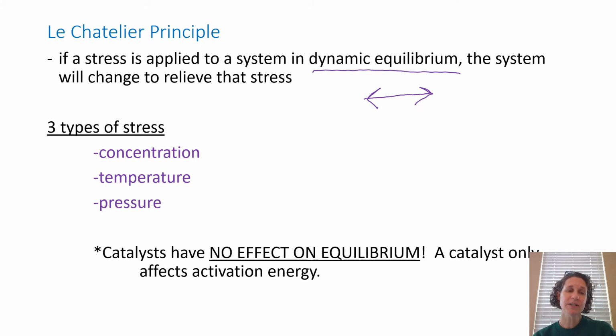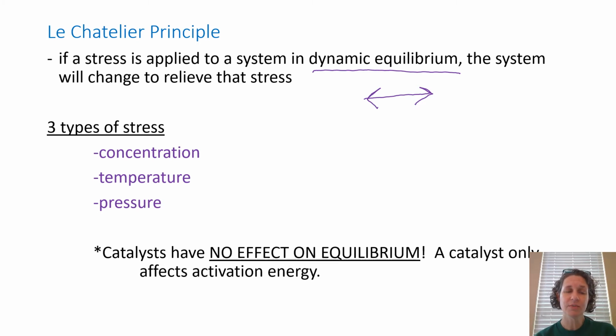And there are three ways that you can change the system, or three ways that you can stress the system. One is by changing the concentration of either the reactants or the products. Another is changing the temperature, either cooling it down or heating it up even more. And then the third is the pressure, adding or taking away pressure. So we've already talked about these things in terms of how they affect the number of collisions, how they affect just the rate of the reaction. And so now we're going to talk about how they act as a stress.